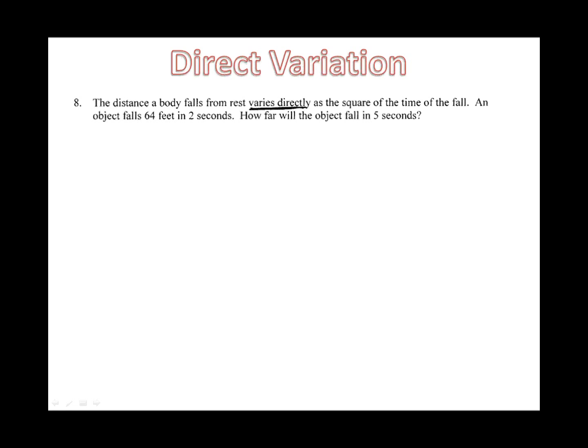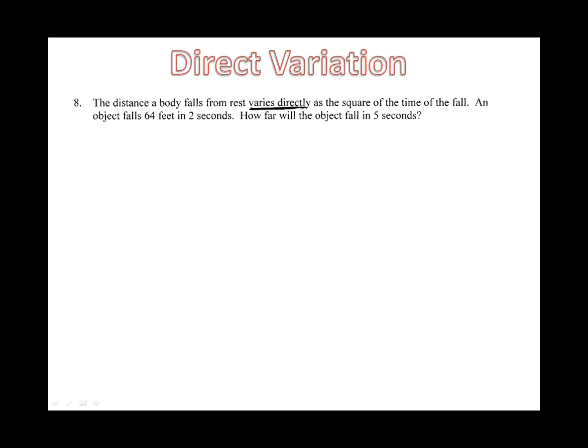Really, all you need to know when you look at this is varies directly means varies proportionally. It's a proportion. And so we're setting up a proportion comparing the distance it falls and the amount of time. Please set up the proportion and then solve to find out how far the object will fall in 5 seconds. Please pause the video here.